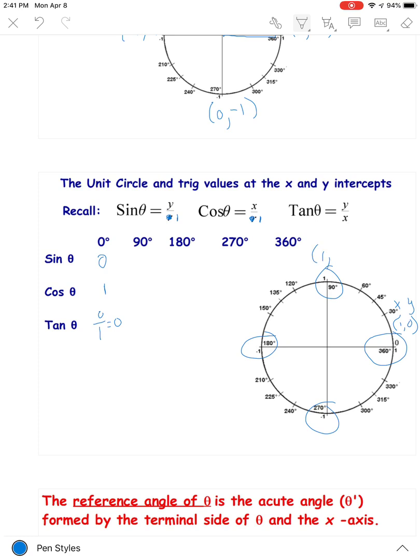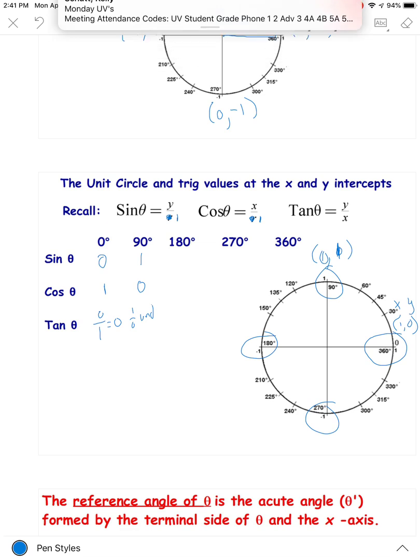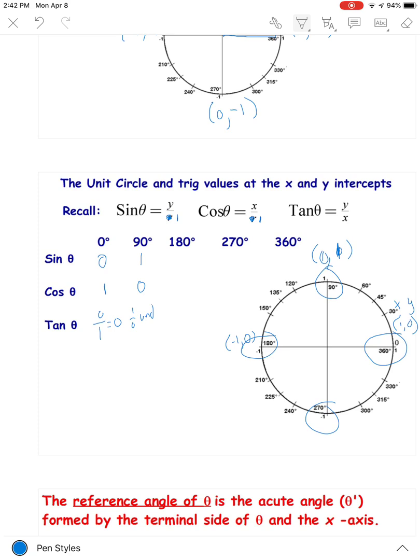Come up to 90. Okay, I'm sorry, I wrote that backwards. That should be 0, comma 1. Now sine becomes 1. Cosine is 0. And now I've got 1 divided by 0, so that's going to become undefined. Can't divide by 0. Go over to 180. Sine is 0 because that's the y value. Cosine is negative 1. And tangent is 0 because of 0 divided by negative 1.